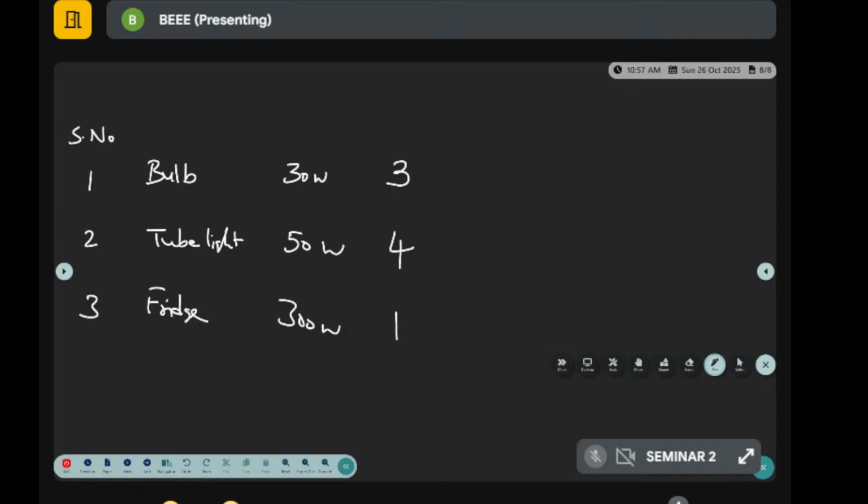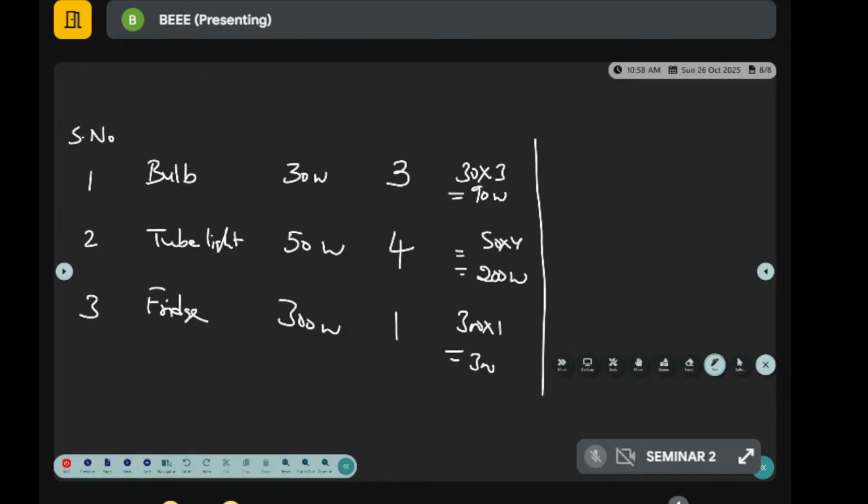Right. So here you have to calculate total wattage. 30 into 3 is 90 watts. 50 into 4 is 200 watts. Here 300 into 1 is 300 watts. Hours, how much time are you using? This is 5, this is 8, this is 24.